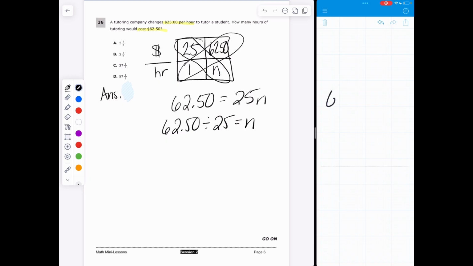And that I can do with my calculator. And I get 2.5. So N is equal to, because we're talking about money, $2.50. Oh, wait, I wasn't talking about dollars here. We're finding the hours. So N was equal to hours. So it is 2.5 hours. And I do have it over here. So even though it is written in fractional form, it's just 2.5. They just changed it to hours, 2.5. And that would have been A.